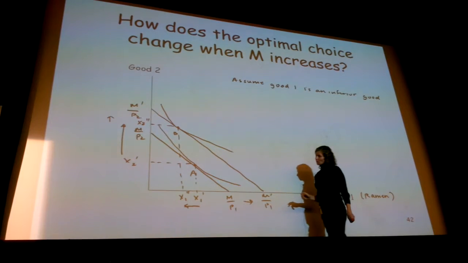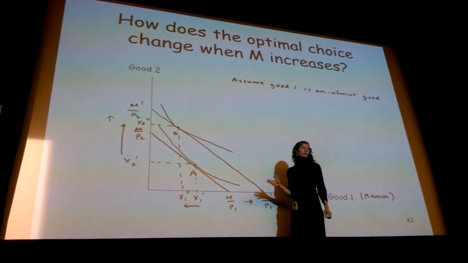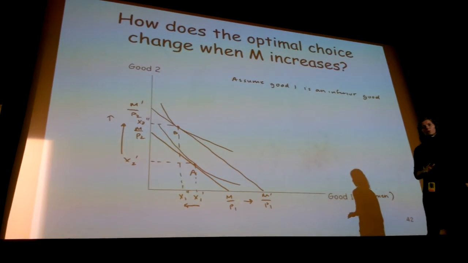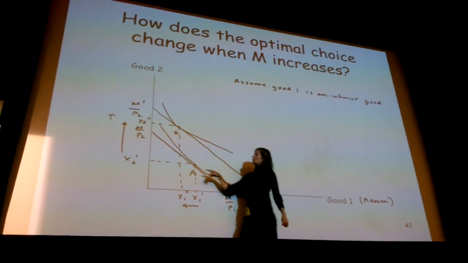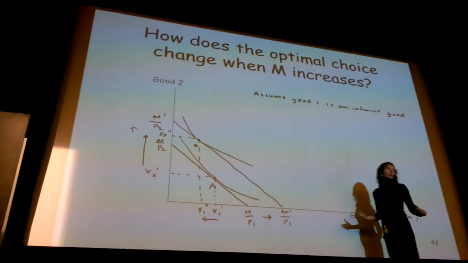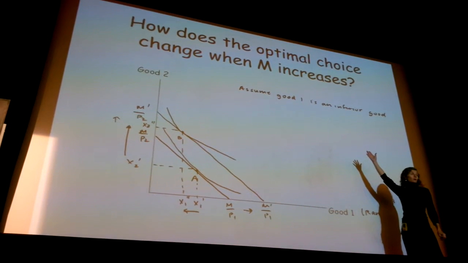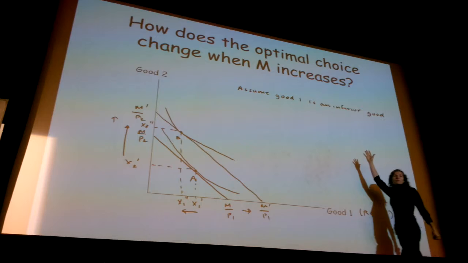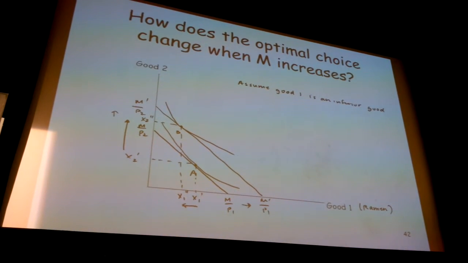Now every year someone asks me, how do you draw this graph if you have two inferior goods? You can't do it. You can't do two inferior goods. It's not going to work. But you could also think about drawing this graph for the case where good 2 is an inferior good and good 1 is a normal good. That's something you can practice on your own. In other words, instead of assuming that good 1 is an inferior good, you can assume that good 2 is an inferior good and draw the picture that way as well.